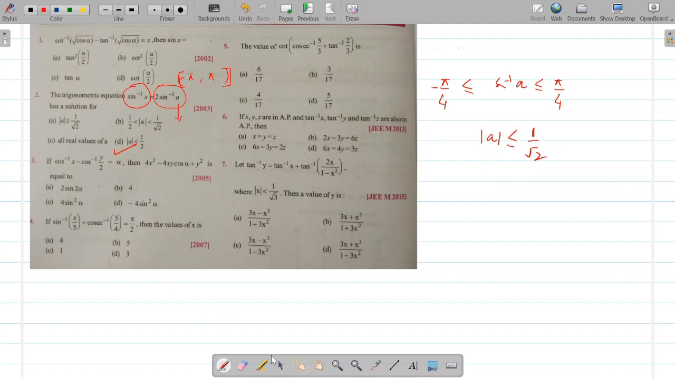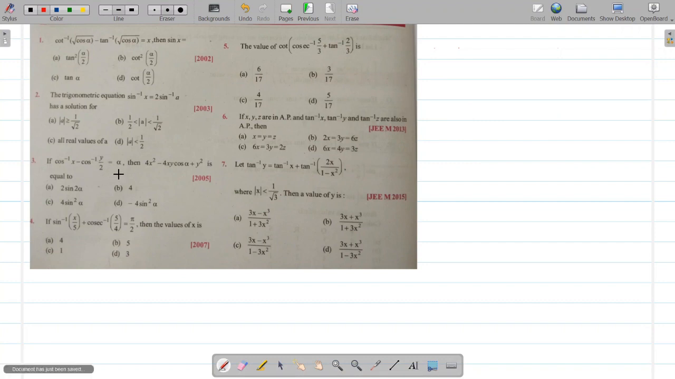Now we come to the next question. This was asked in 2005 and the problem is: cos inverse of x minus cos inverse of y by 2 is equal to alpha. Then 4x square minus 4xy plus y square is equal to what? So we'll simplify and then from there we can find the value.